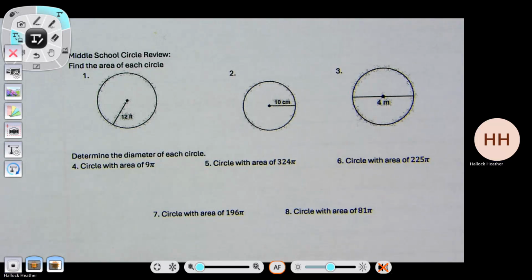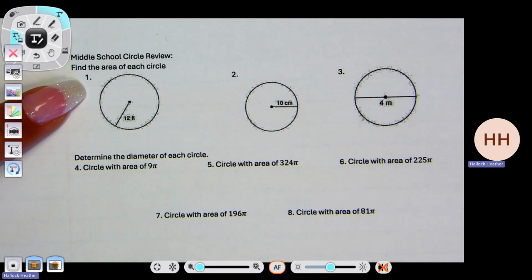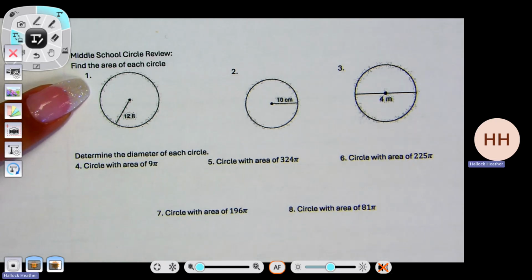So we're going to start with a middle school review. Going back to middle school, let's talk about some circles. Does anybody remember how to find the area of a circle? Something with pi. Well, good thing you don't have to remember it. Look at your blue sheet.